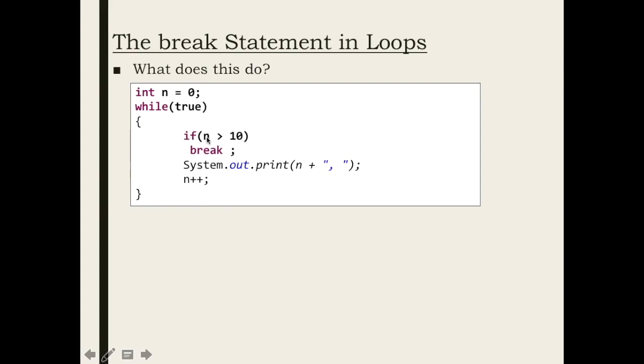1, same thing here. 1 does not make this condition true, so I print out 1, comma, increment to 2. I continue in this fashion, printing out 1, 2, 3, 4, 5, 6, 7, 8, 9, 10. And when n is 11, then this statement is now true, so I hit the break statement and flow of control resumes outside of the loop. So this break statement terminated this infinite loop.